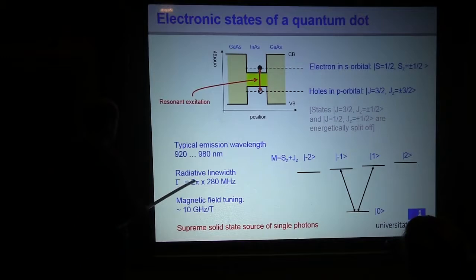They have magnetic field tuning. You see, these are basically electrons here, and we have a standard tuning of around 10 gigahertz per Tesla, and with this we can fine tune the resonance transition to match.